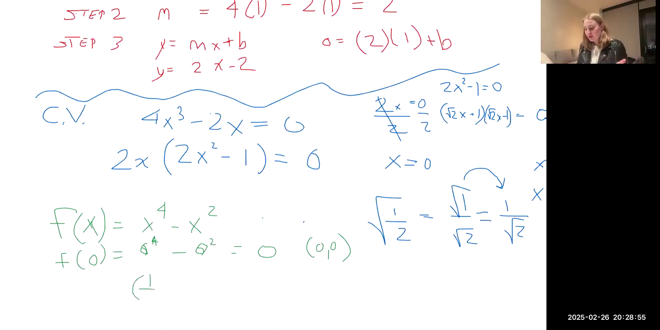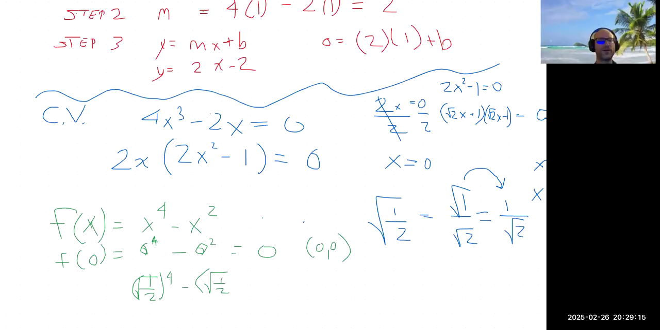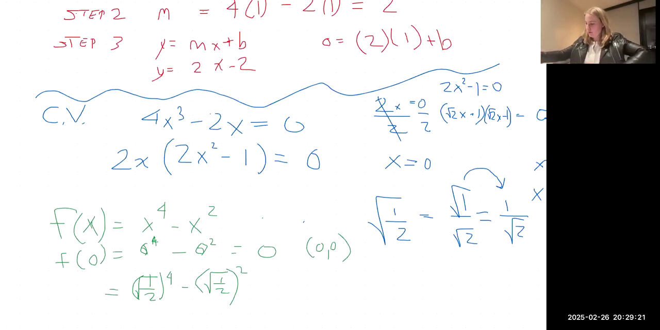You could even leave it as the square root of 1 over 2. So now I'm starting to understand. When we find our critical values, we have to plug each one of those into the original equation, and that's what gives us our critical points. You are 100% correct. Oh, that makes so much sense.